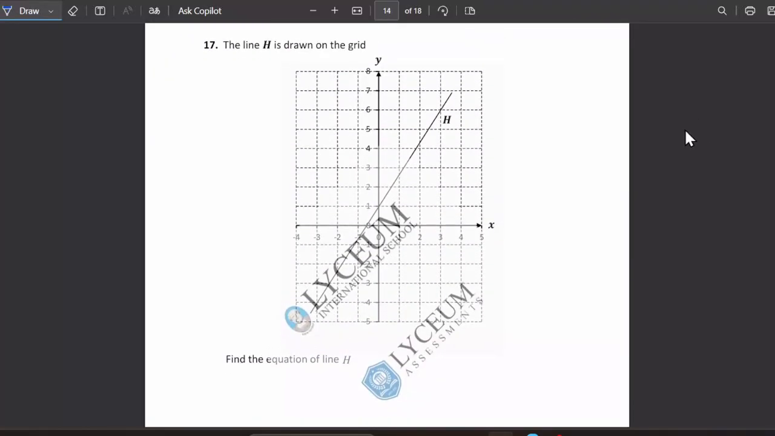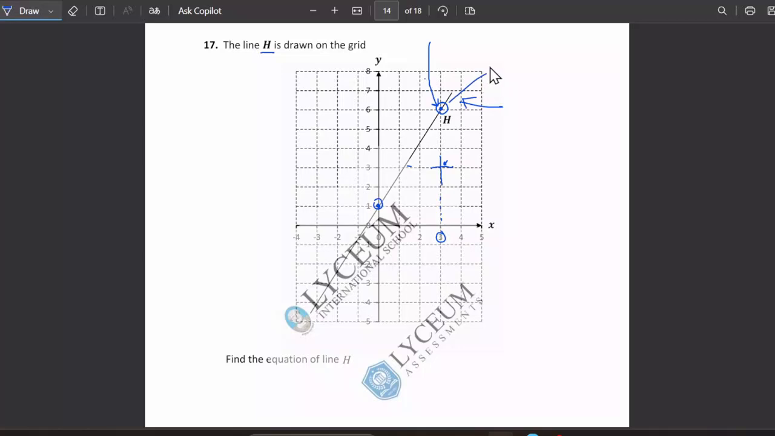And the 17th one, the line H is drawn on the grid. Okay, this is the line. Find the equation of line H. So to do that, the easiest thing is to find 2 points on the graph. So these are known points on the graph. It is better if you can find points on these cross points. Okay, so then we can easily get the values. So these are 2 cross points I selected.